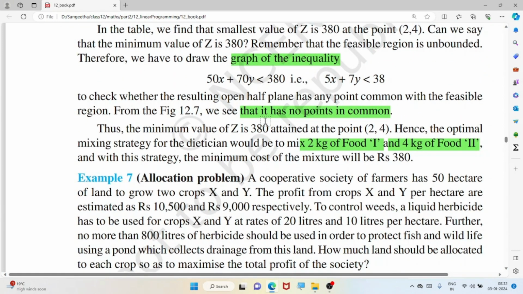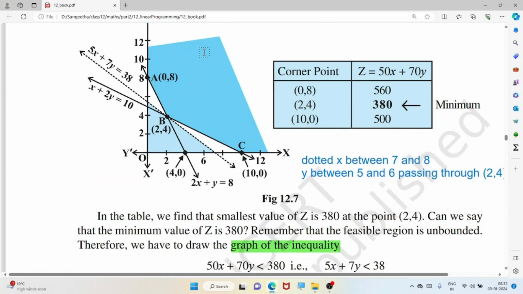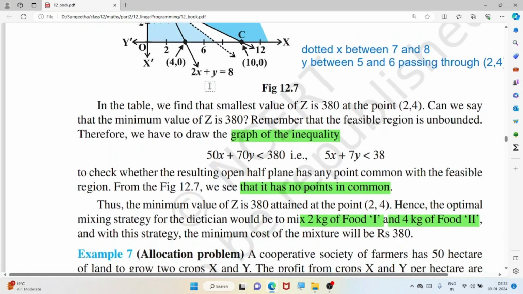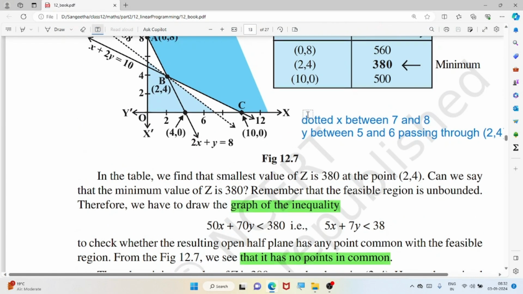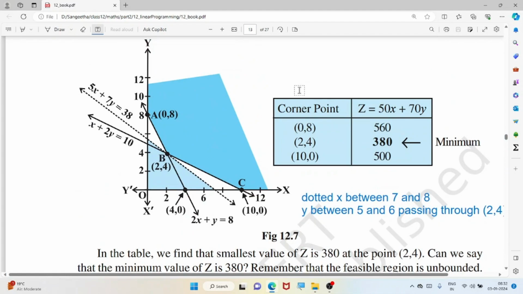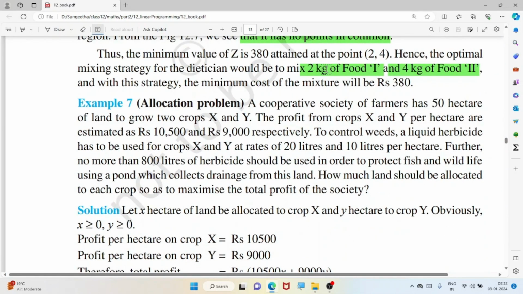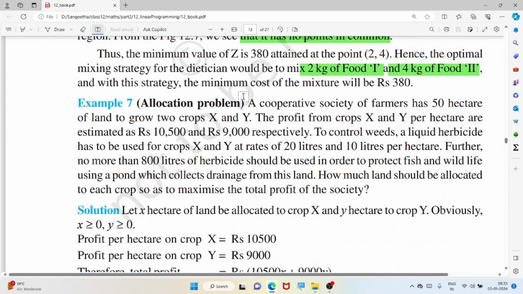The graph of it has no points in common. Okay, so this is the unbounded feasible region, and this is the line which doesn't have any points in this region. So this is the optimum solution. Okay, if it has a common point, then there is no optimum solution. It doesn't have a common point, so this is the solution: 2 kg of food 1, 4 kg of food 2. Okay, 2, 4, that is the optimum point.